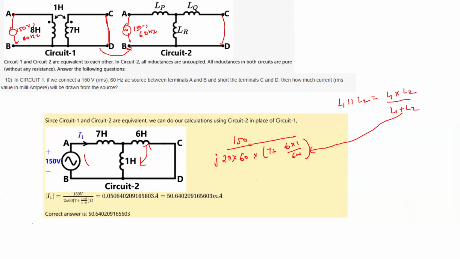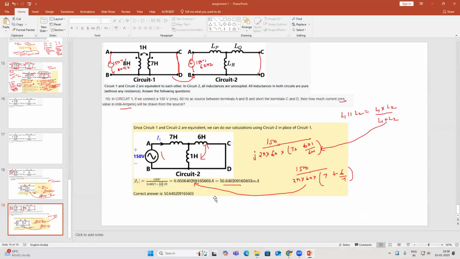Again, if you write the RMS value, it will come out as 150 by the magnitude of this complex number. You can just write the imaginary part like this, 6 by 7. If you solve this, you will get this answer. This is in ampere, but they're asking in milliampere here also. So you have to enter this 50.64 milliampere. Okay, so that is it for this assignment one.